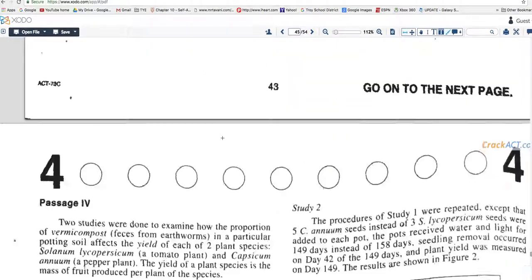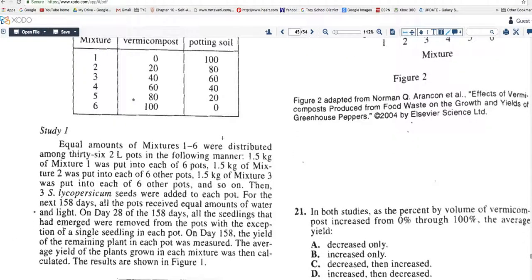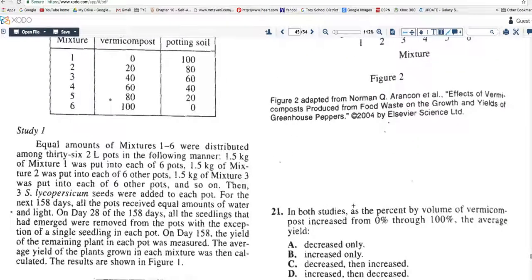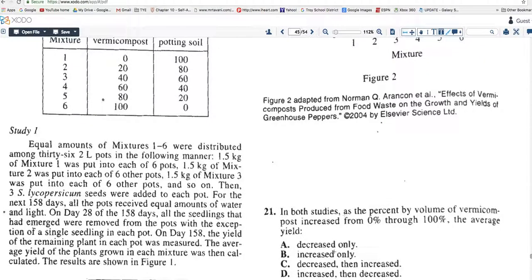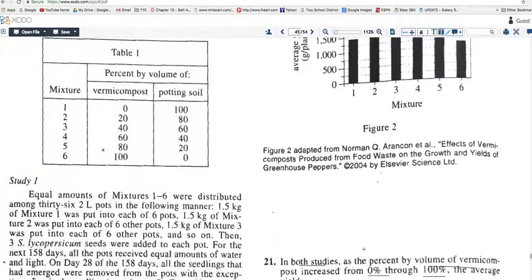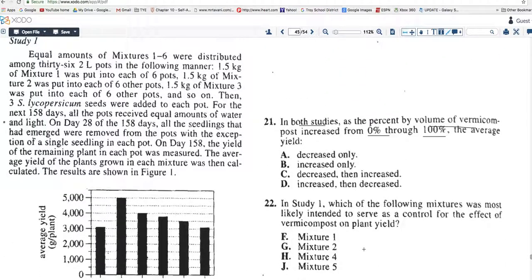Who wants to do number 21? I'll do 21. You underline both studies. Volume of vermicompost, 0 to 100. So you look at figure 1 and figure 2, and you see that it increases and then decreases for both of them. So it's B. Nope. Your answer's right, your explanation is not.